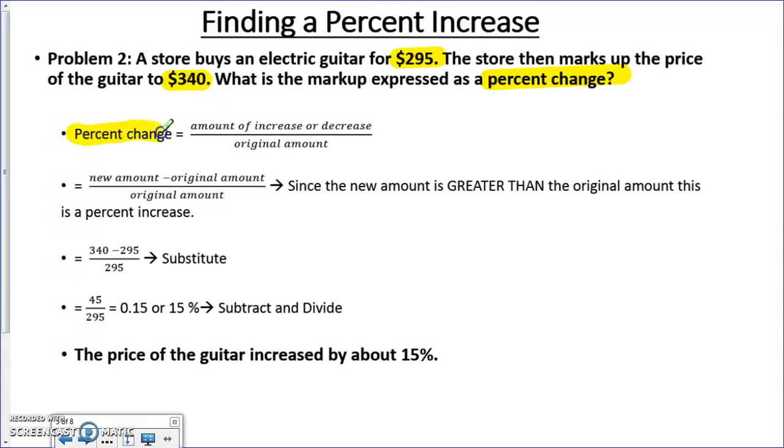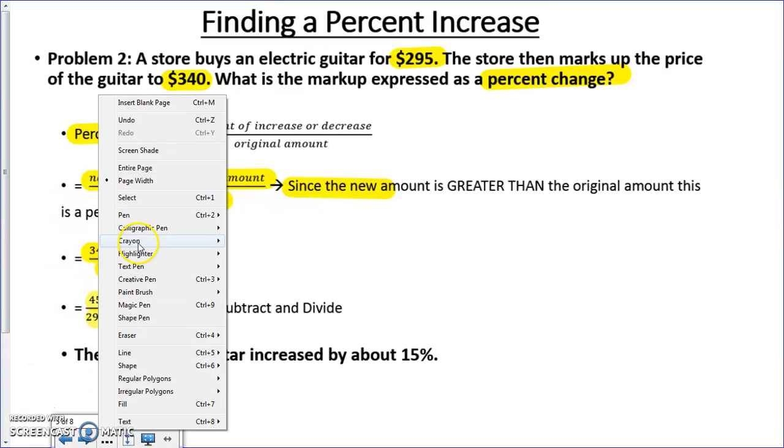So again, use that formula. Percent change equals amount of increase or decrease divided by the original amount. Since the new amount is greater than the original amount, this is a percent increase. Therefore, we take the new amount, subtract the original amount from it, and then divide it by the original amount again. So the new amount is $340, subtract the original, $295, and then divide it by the original again. So 340 minus 295 is 45, divided by 295 is 0.15.